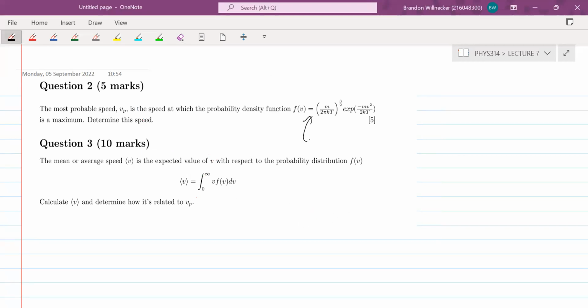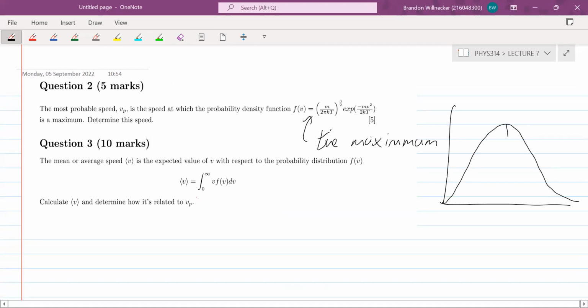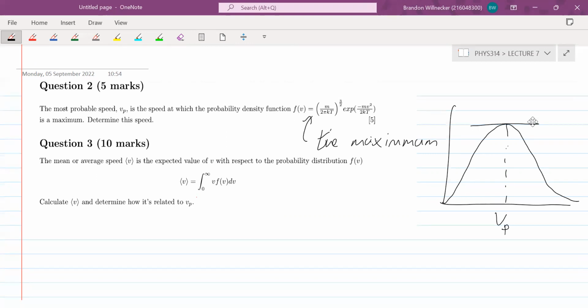Okay, so we want to find the maximum of this function. In other words, the velocity v that makes this a maximum. So we know what this function looks like. We plotted it last time. It was something like this. And this point here, that is going to be Vp, because that's where we have a maximum here.